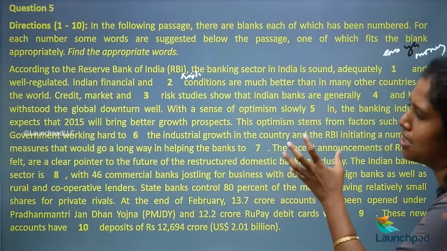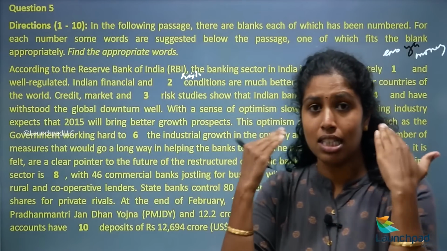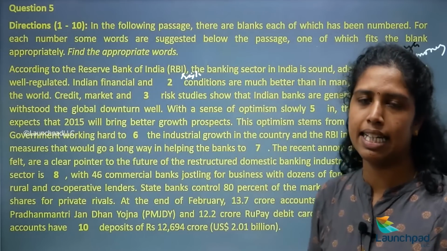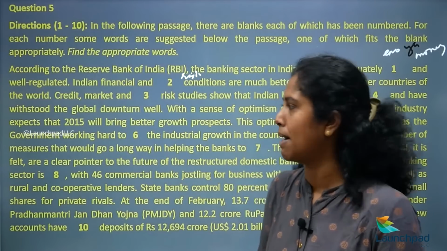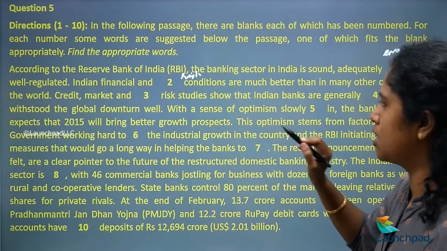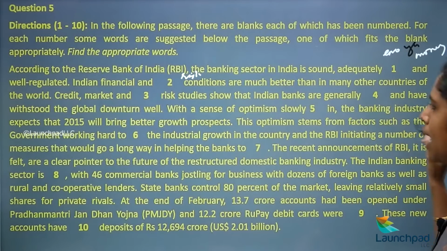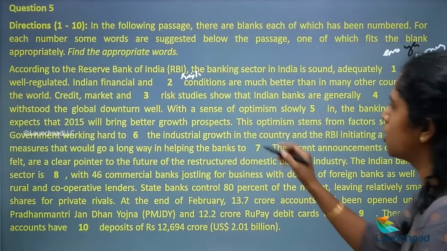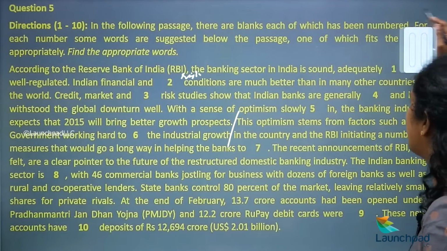So here it's a subject-oriented paragraph. Maybe a few words cannot come up to your mind. What can it fit in? So at that time, once you read the entire passage, you can switch into your questions, look at the options, and come back to the passage, right? Next, and have withstood the global downturn well. With a sense of optimism slowly dash in, the banking industry expects that 2015 will bring better growth prospects. So let's divide it. Now we'll go and find out the blanks for this.